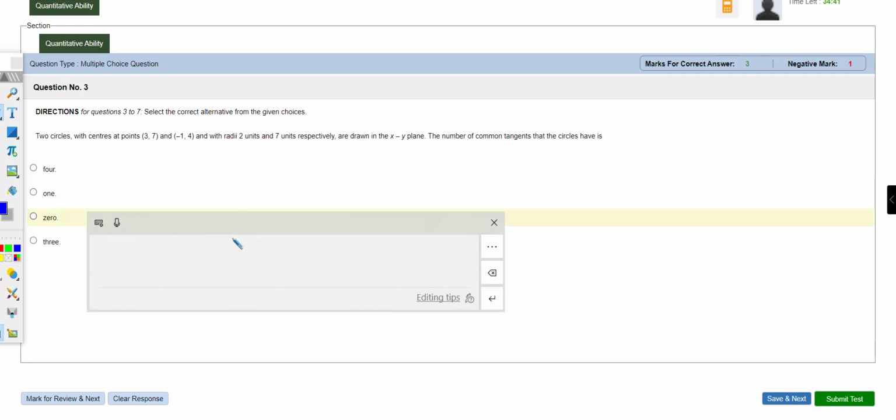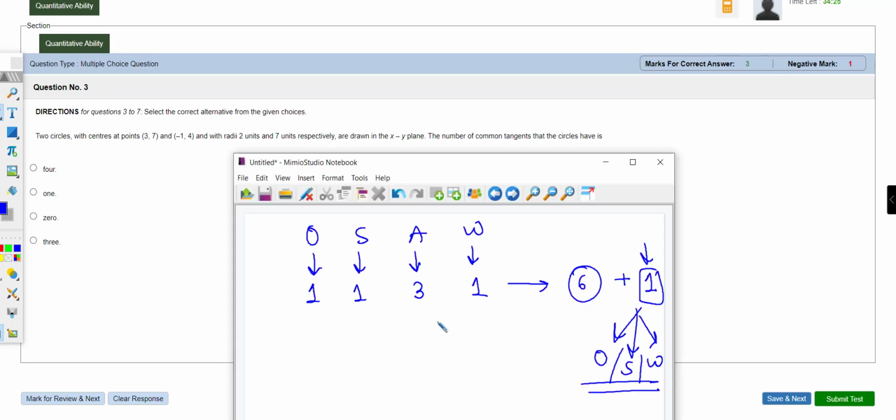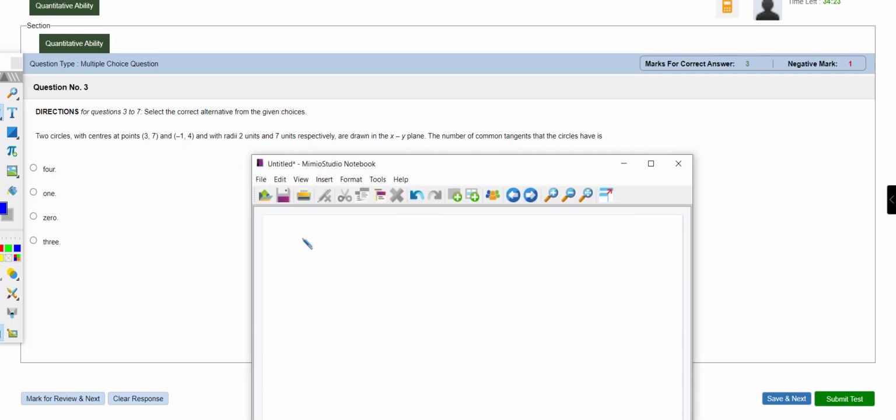After this, question number 3. Two circles with the centers at the points (3, 7) and (-1, 4) with the radii 2 and 7 units are drawn. The number of common tangents. Okay, for the number of common tangents, what we need to do is find the distance between centers. Okay, so 3, 7 and 1, -4. Let's find the distance between centers.